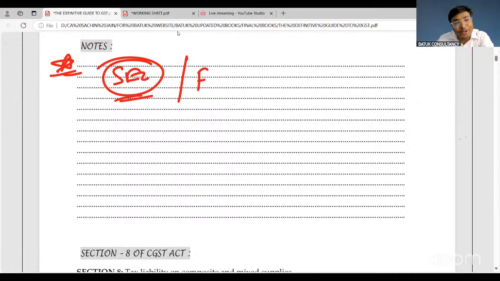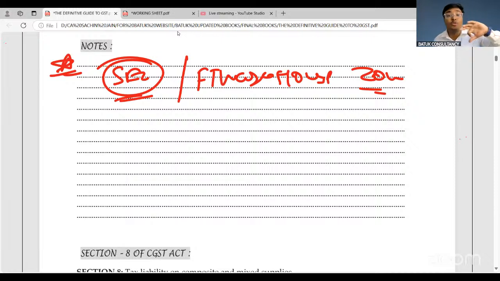Special economic zone and free trade warehousing zone. If there is any supply between the special economic zone and free trade warehousing zone, in that case also the government said that these transactions will be treated as neither supply of goods nor supply of services. That means if there is any transaction from one special economic zone to another special economic zone, or one free trade warehousing zone to another free trade warehousing zone, then the same will be treated as neither supply of goods nor supply of services.